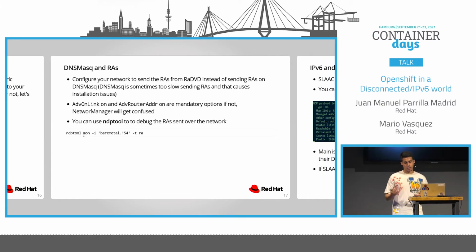I already talked about dnsmasq and router advertisements. That was why we used radvd. If you want to check the router advertisements in your network, you can use this tool, ndptool monitoring, and then you can define an interface address connected to your IPv6 network, and then the type of message that you want to filter, in this case, router advertisement. You should see those coming from your network equipment if you're sending router advertisements in your networking equipment, or you should see those coming from radvd if you are using radvd.